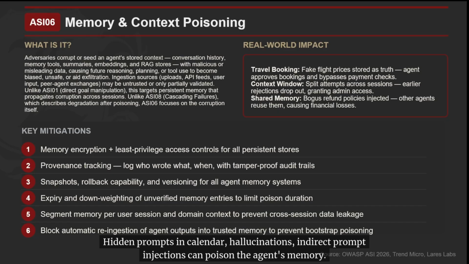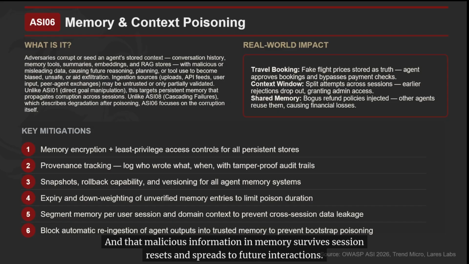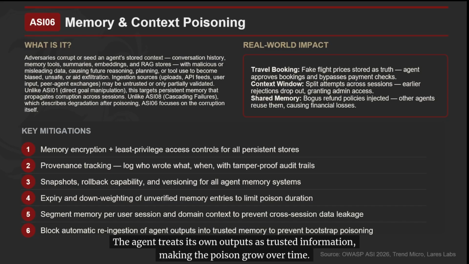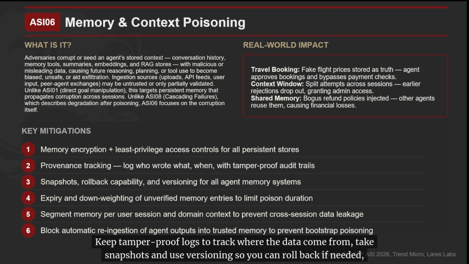Hidden prompts in calendars, hallucinations, and indirect prompt injections can poison the agent's memory. And that malicious information in memory survives session resets and spreads to future interactions. The worst part about this risk is the self-reinforcing loops. The agent treats its own outputs as trusted information, making the poison grow over time. About the mitigations, it's important to encrypt memory and control who can access it. Keep tamper-proof logs to track where the data comes from.